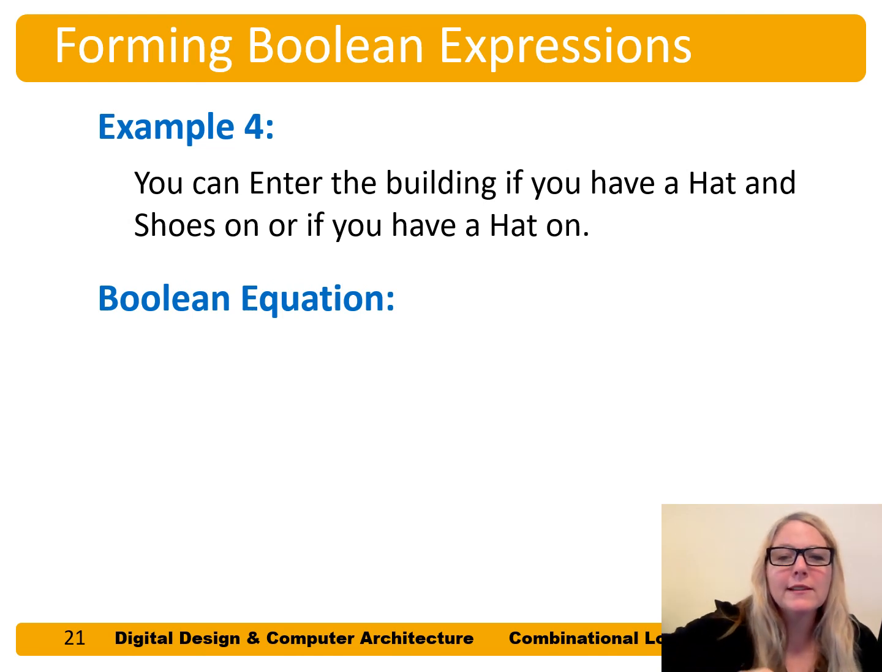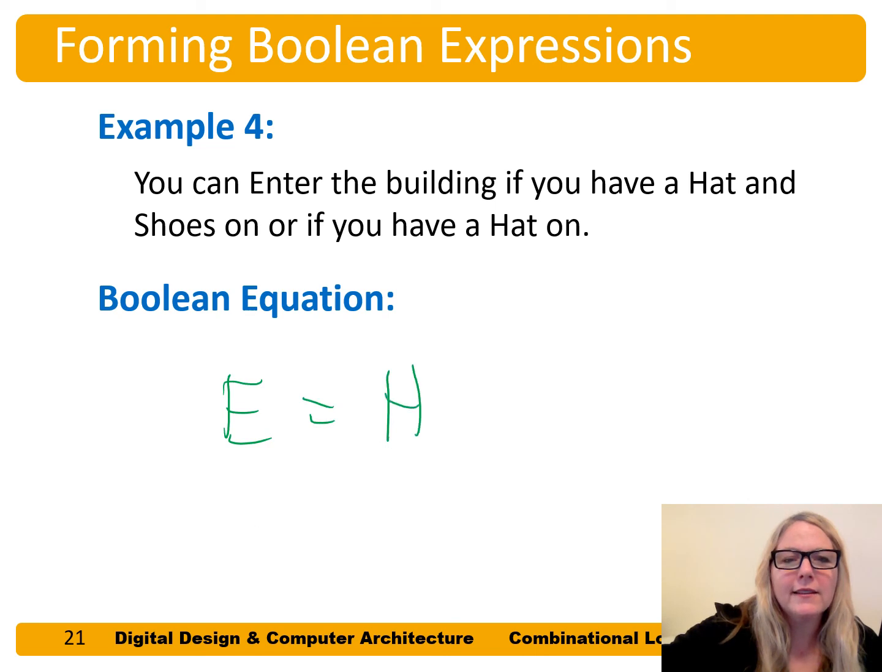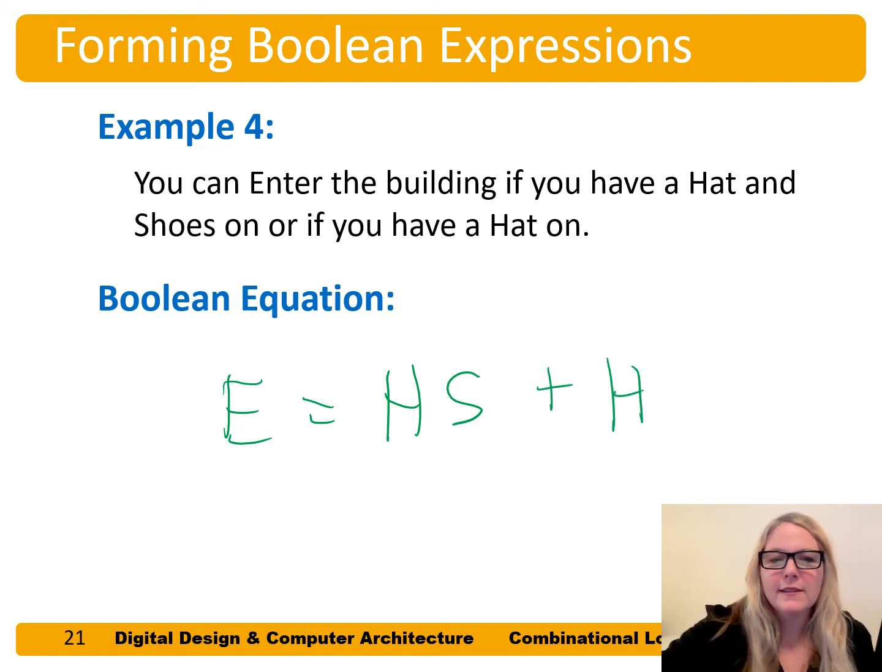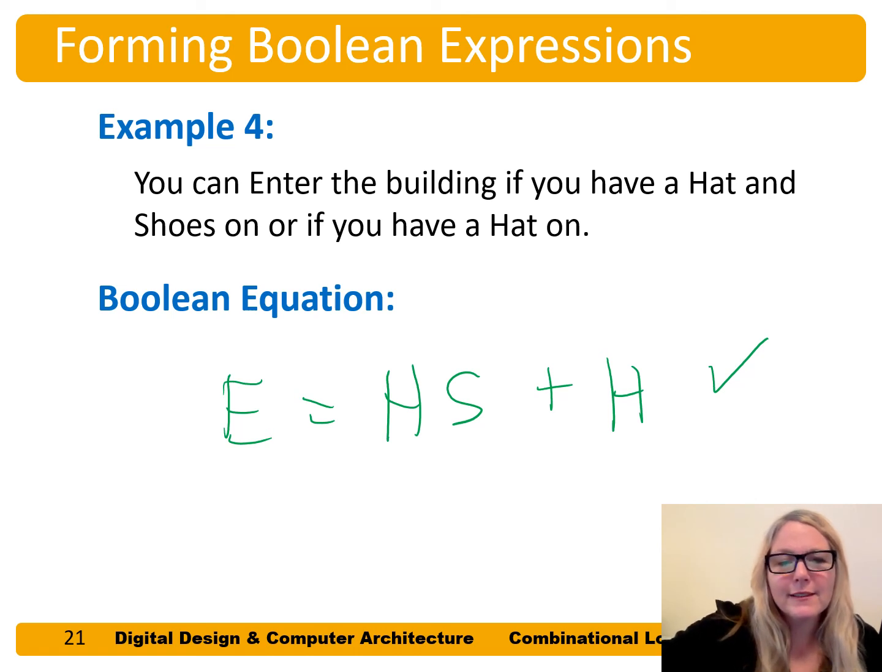You can enter the building, E, if you have a hat and shoes on, or if you have a hat on. So that's what the statement says, and you'd want to write that down directly. But you can kind of see that, well, you can enter the building if you have a hat and shoes on or a hat. Well, this really evaluates to E equals H, right?